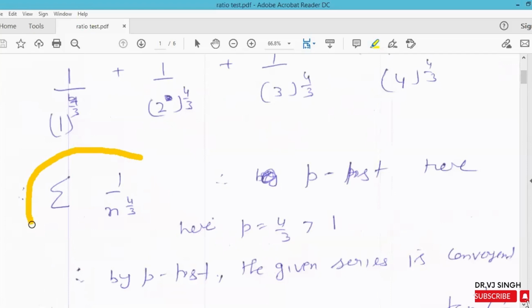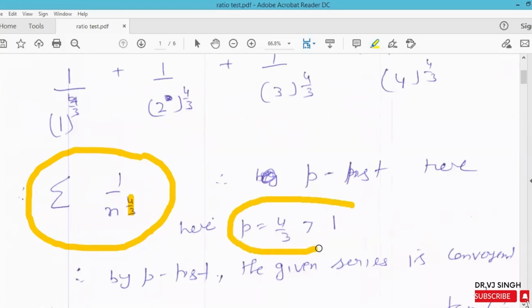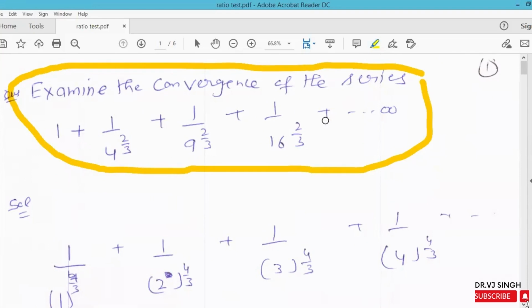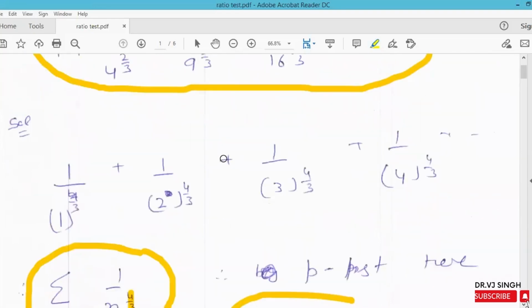So which test is applicable if the question is like this? Summation and something power in the denominator, 1 by n power p. So by the p test, we compare it with p. In this case, p is 4 by 3. Then check whether this is greater than 1 or less than or equal to 1. This is greater than 1. So by the p test, the given series is convergent. So it may be a 2 marks question. It depends only on the nth term. If you are able to find the nth term, this is a very simple question.